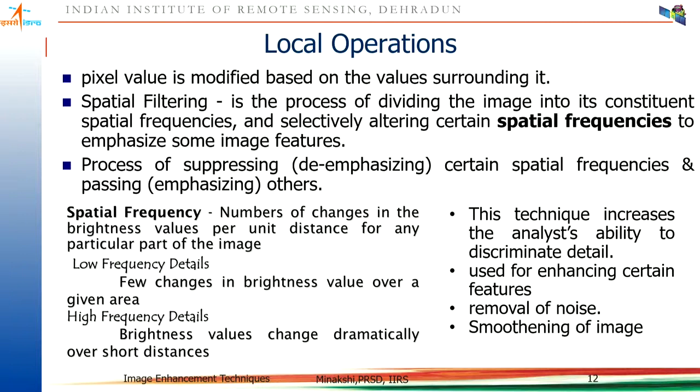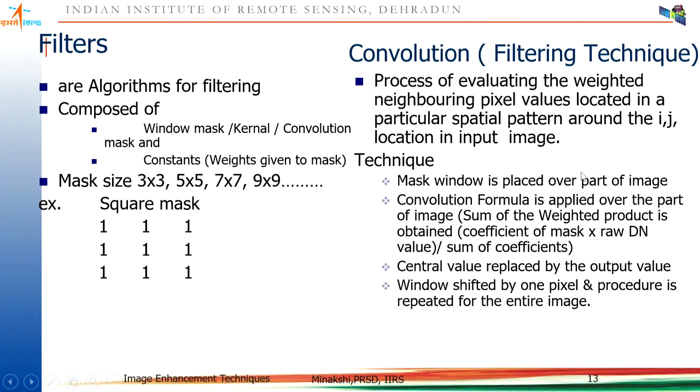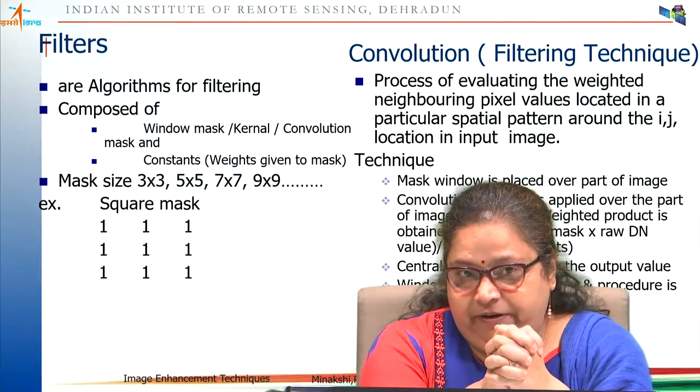I use it for removal of noise. In doing so, I receive what? Smoothing of the image. I receive certain information which I cannot see in a single band. So that is the reason I do filtering. To filter an image, we have a small sub-image or filters, which are basically algorithms for filtering.